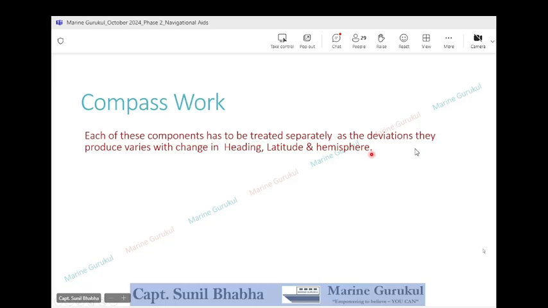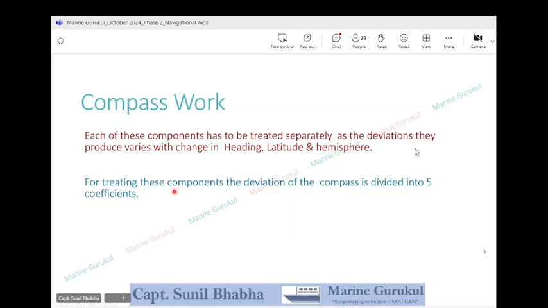So we need a correction mechanism for each of these components, treating them separately, and it should be such a mechanism which keeps on changing its correction depending upon the change in the permanent or induced magnetism of the ship. This is what we call component compass work.